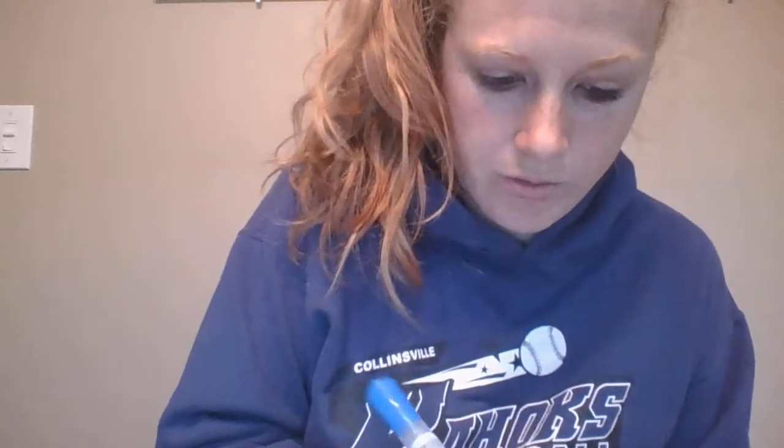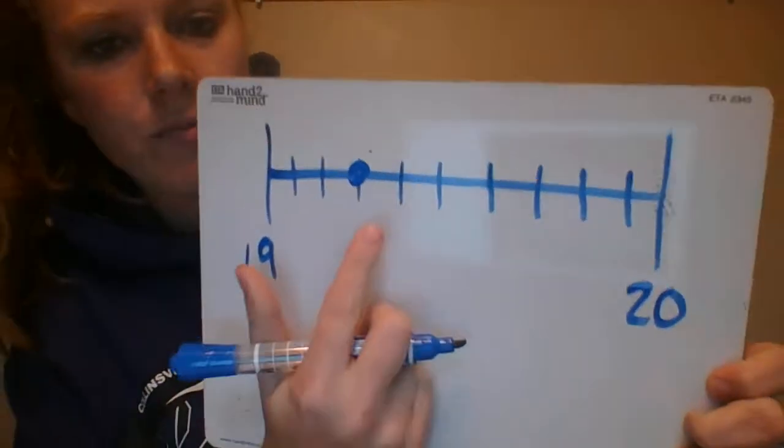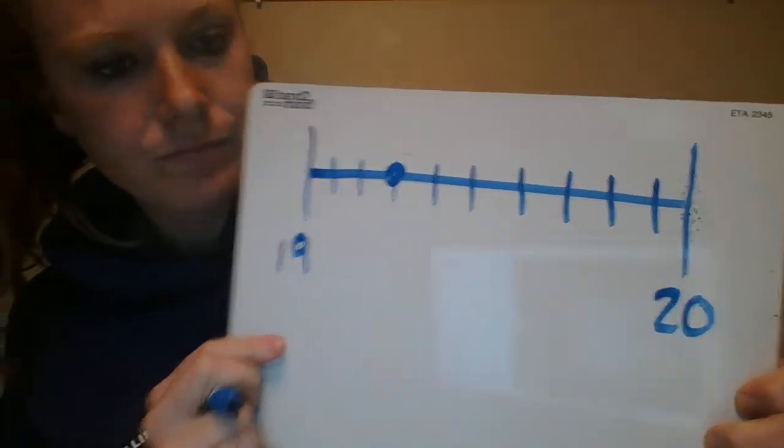Go ahead and draw your number line again. 1, 2, 3, 4, 5, 6, 7, 8, 9. And we're going to make the whole numbers 19 and 20. And the point is right here in the third one.